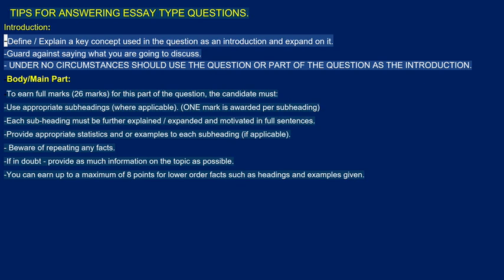For your body or your main part, to earn full marks, 26 out of 26, for this part of the question, the candidate must use appropriate subheadings where applicable. 1 mark is awarded per subheading. Each subheading must be further explained or expanded and motivated in full sentences. Provide appropriate statistics and or examples to each subheading if applicable.